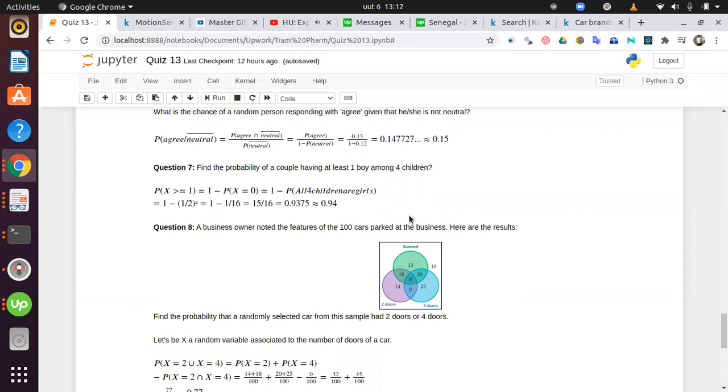So why is it 1/2 to the power 4? Because when a child is born, either it is a girl or it is a boy. So there are 2 cases, and the probability to have a girl is 1/2. And we repeat it 4 times for the 4 children. It is an intersection of the event that the first child is a girl, the second one a girl, the third one a girl, the fourth one also. So we make the product of probabilities.